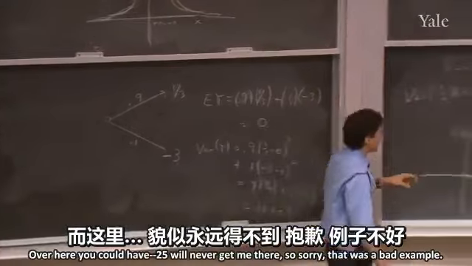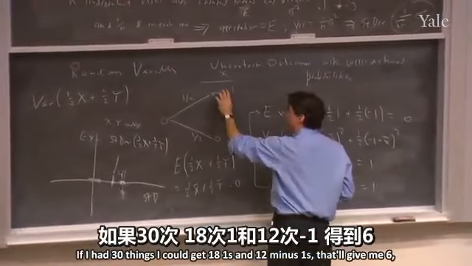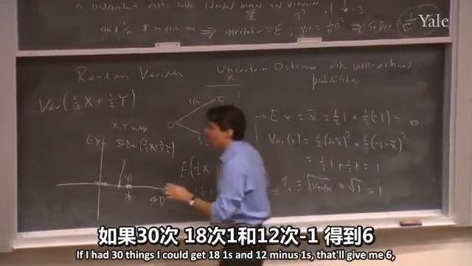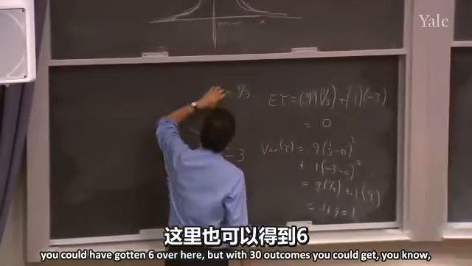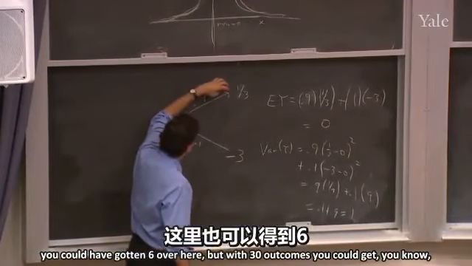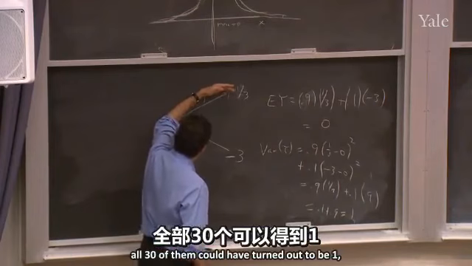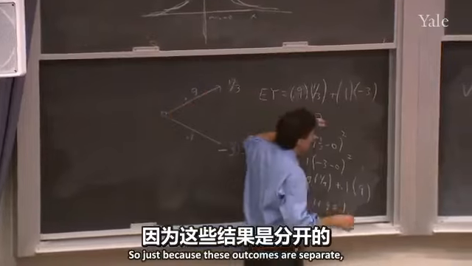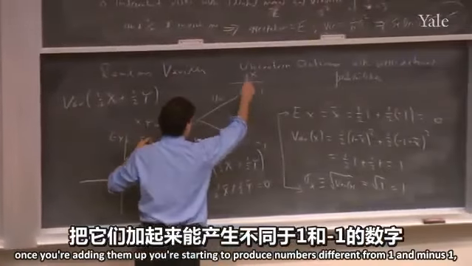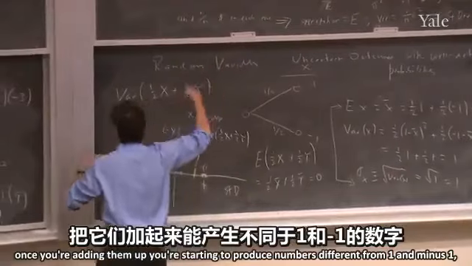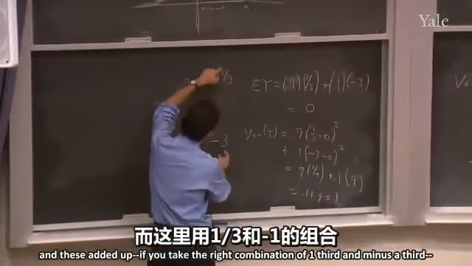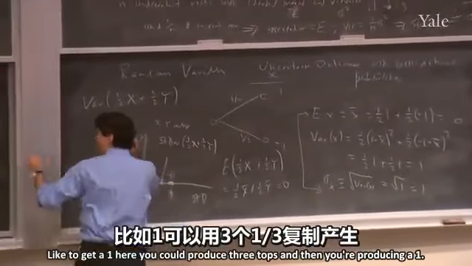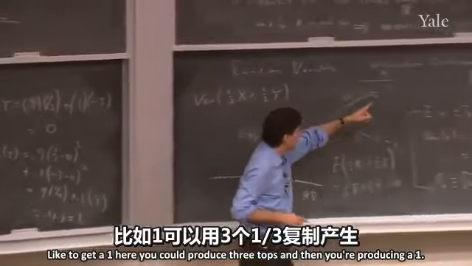25 will never get me there. So sorry, that was a bad example. If I had 30 things, I could get 18 ones and 12 minus ones. That'll give me 6. You could have gotten 6 over here, but with 30 outcomes, all 30 of them could have turned out to be 1, and that would have gotten you pretty close to the same outcome. Just because these outcomes are separate, once you're adding them up, you start to produce numbers different from 1 and minus 1. And with these added up, if you take the right combination of a third and minus a third, you can start reproducing things. Like to get a 1 here, you could use 3 thirds, and then you're producing a 1.